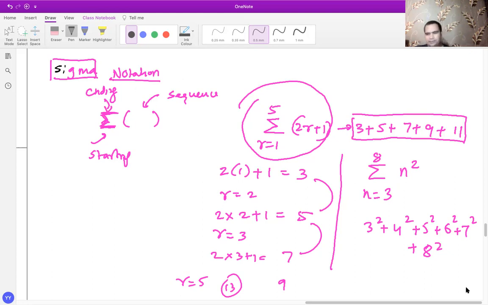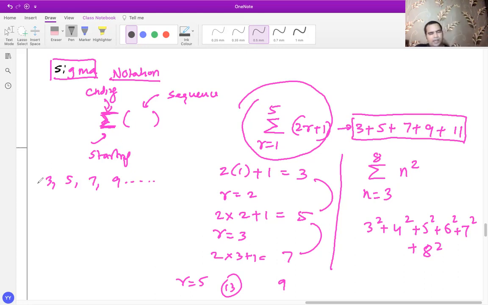Let me give one more example. Let's say I have 3, 5, 7, 9, and so on. This is the sequence we have, and they ask us to show the first n terms of this sequence in sigma notation. So here you have been given the expanded form and you have to write down the sigma notation.